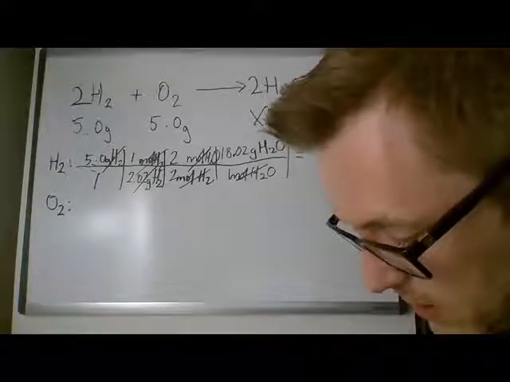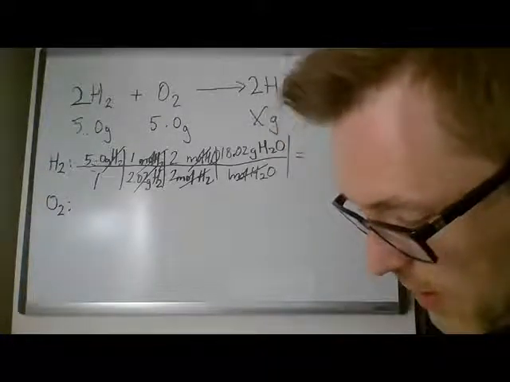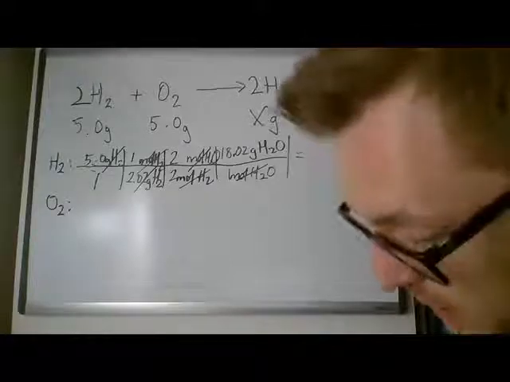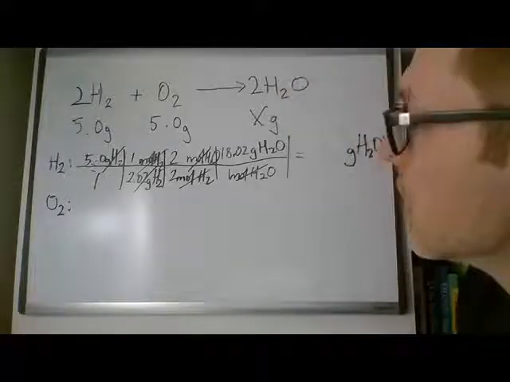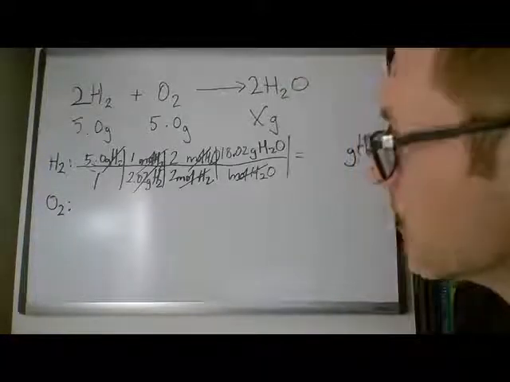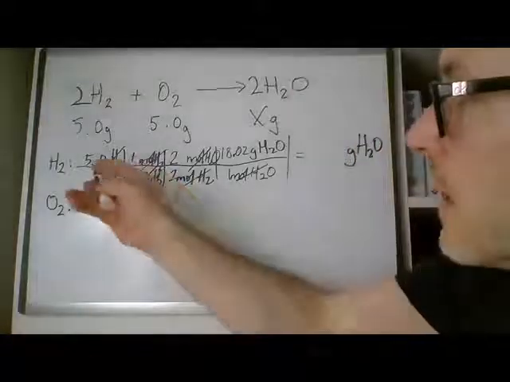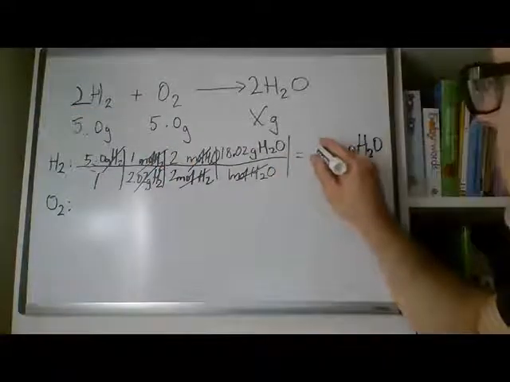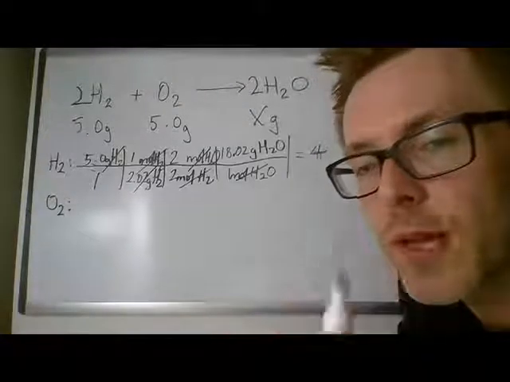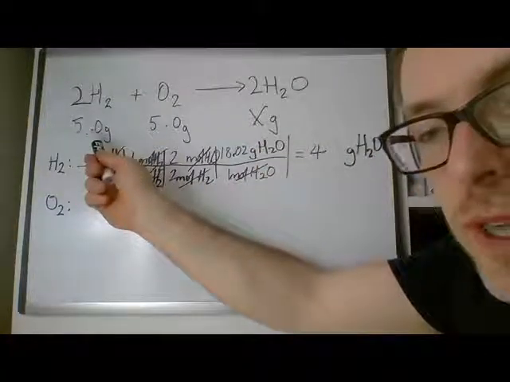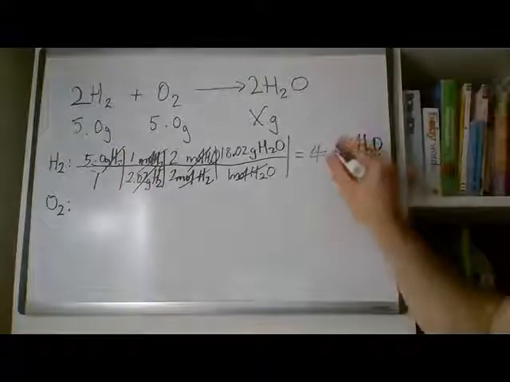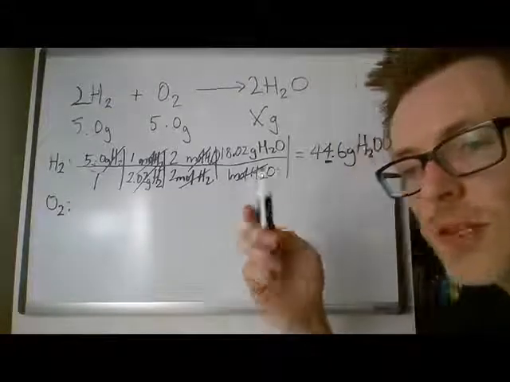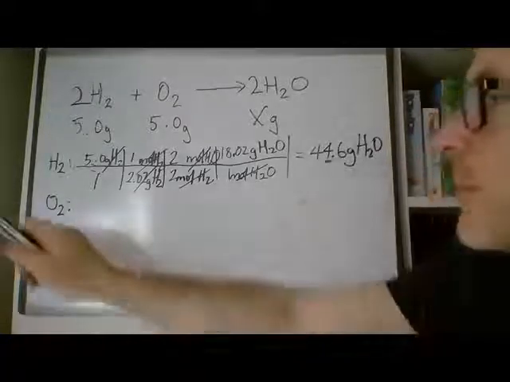So I'm going to do that calculation. 5 multiplied by 1 multiplied by 2 multiplied by 18.02 divided by 2.02 divided by 2. We'll round this to 2 sig figs, so that's 40. Actually, we don't want to round yet. Even though it should be rounded to 2 sig figs, let's keep an extra digit. So 44.6. I'll underline the second 4 to remind myself to eventually round this to 2 sig figs. I don't want to do it yet.